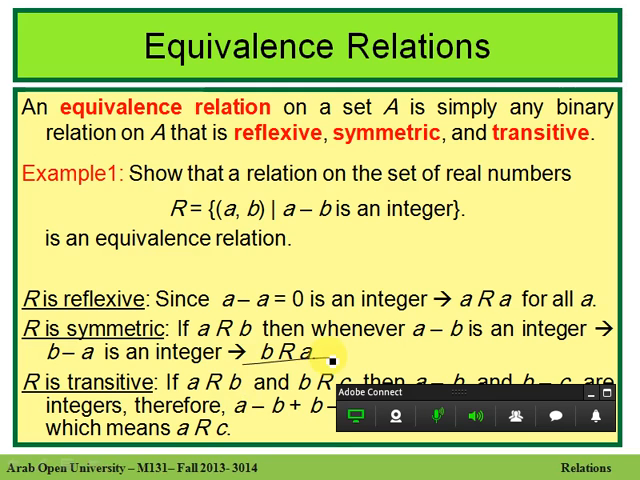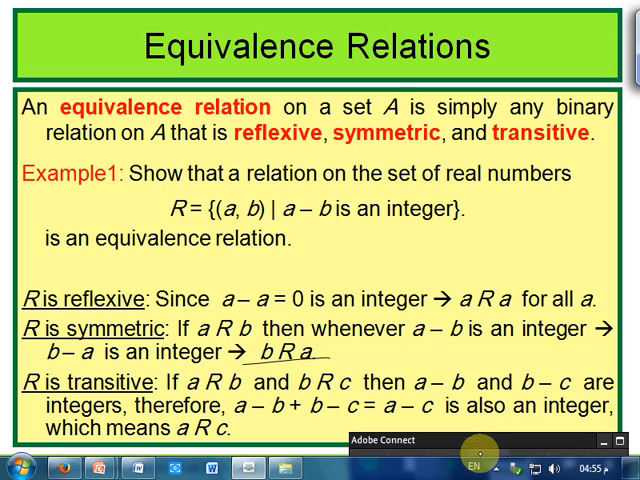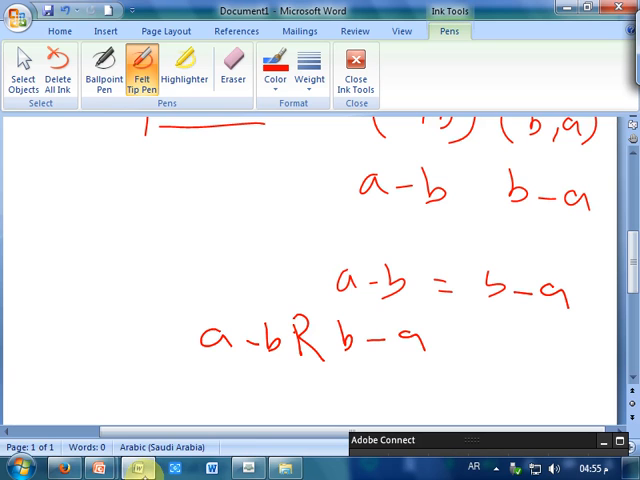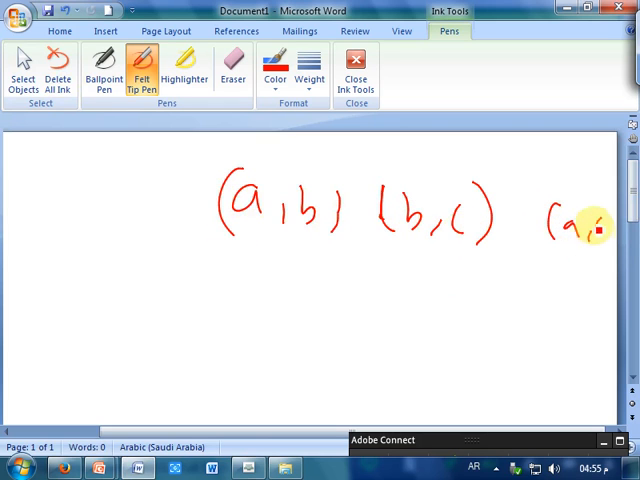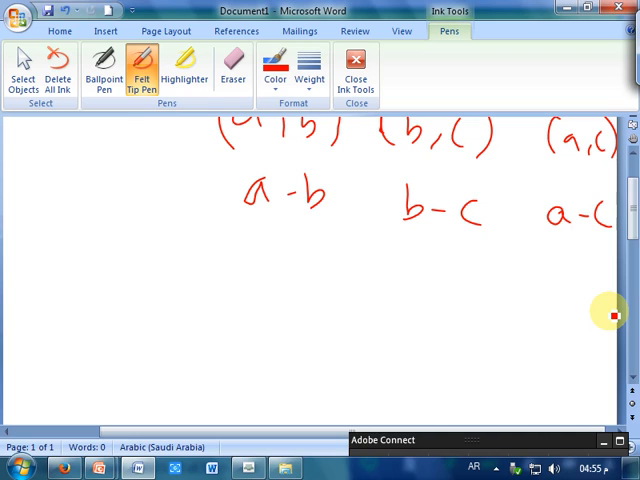Now coming to the transitive. Transitive says that if there is (a, b) and (b, c), then there should be (a, c). So if a minus b is an integer and b minus c is an integer, then a minus c is also an integer. We see that a minus c is equal to a minus b plus b minus c.